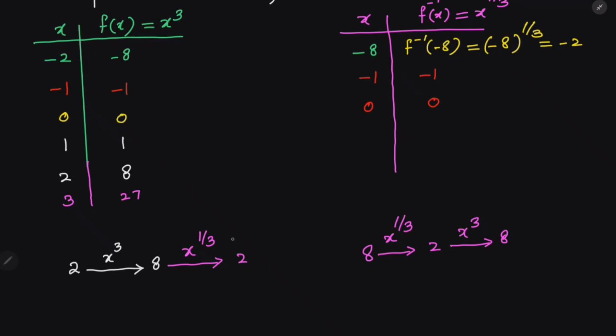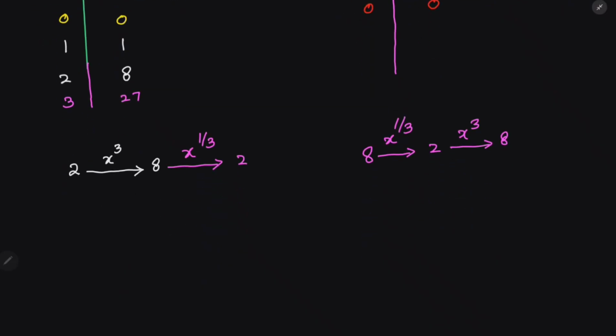So we can see that if we move from x cube to x raised to power 1 by 3, we reach at the same point. When we move from x raised to power 1 by 3 to x cube, and we take an input as 8, then we reach the same value as 8. So what definition becomes from this explanation? So the definition is, I write the definition over here.